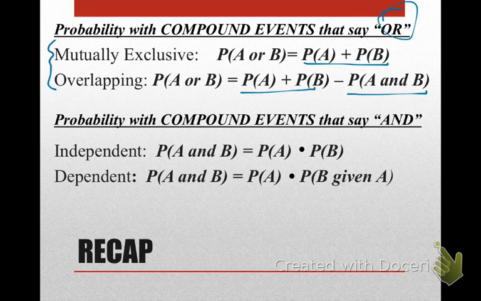If you're finding compound probability with problems that say and, first ask yourself, are the events independent, meaning one does not affect the other, or they're dependent? If they're independent, you simply multiply their probabilities. If they're dependent, you multiply the first probability times the second probability given that the first one has happened, which usually means adjusting the total on that second event. And that's how you do compound probability.